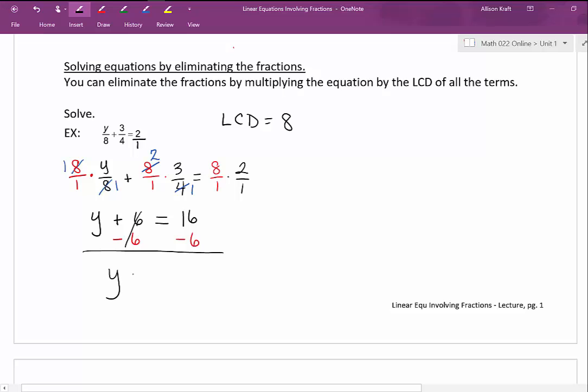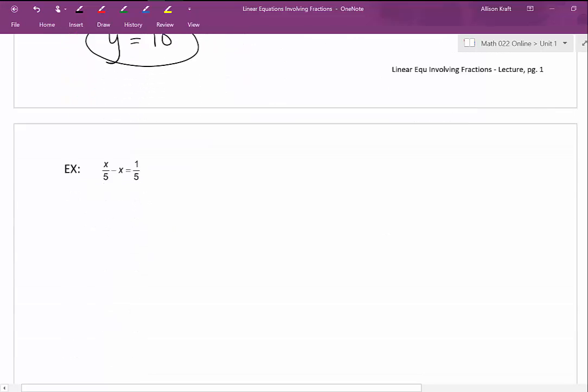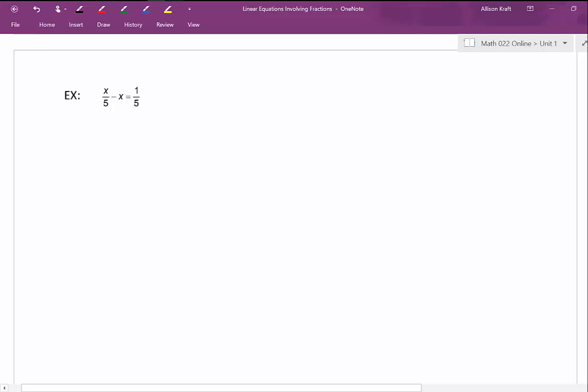I end up with y is equal to positive 10. In our next example, we have 3 terms. I notice that one term is not a fraction, so the first thing I would do is make that term a fraction by putting it over 1. I would like to eliminate the fractions in this equation by multiplying by the LCD. So we need to identify the least common denominator between 5, 1, and 5.